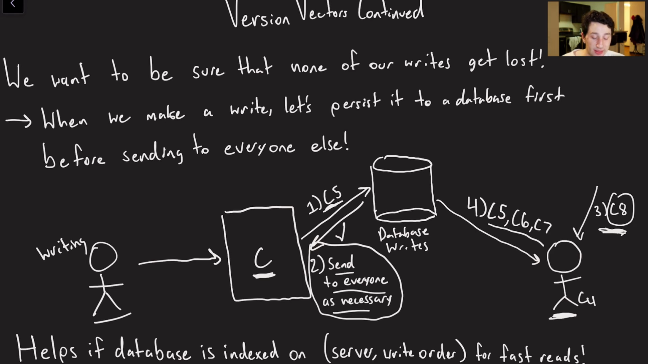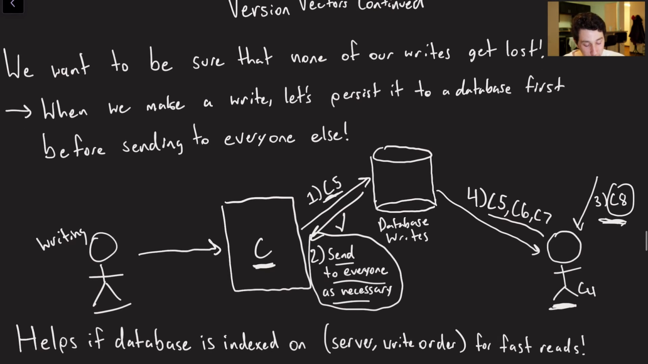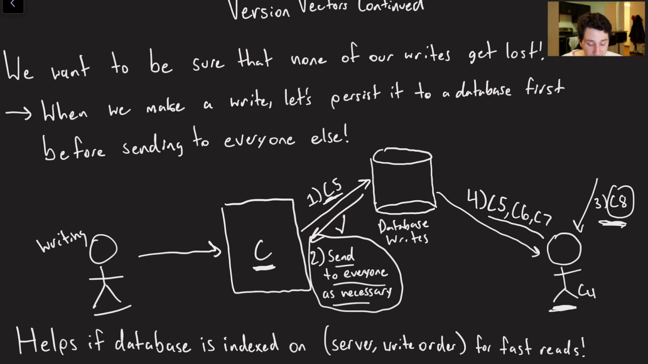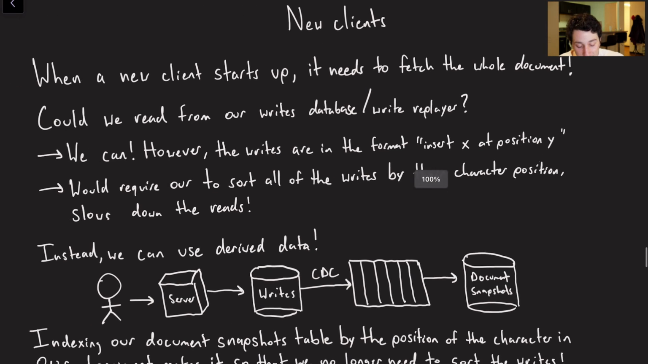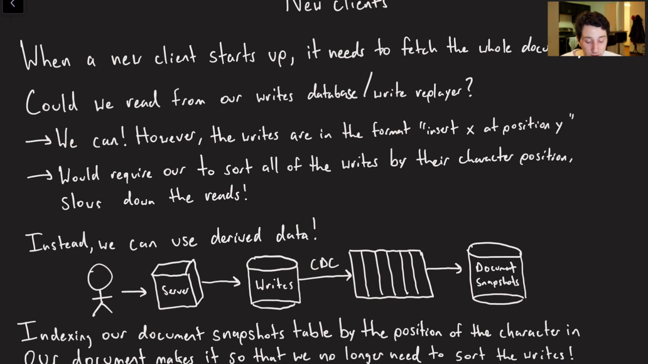Ideally, you should be receiving most of these writes from the server, but occasionally one might get dropped and you might not receive it, and then you can just pull it from the database. Cool. Another small thing to note is, if this database is indexed by both the server and the number of the write, it could make your reads a little bit faster. If I have C1, C2, C3, and they're all ordered and sorted, that is going to make fetching C5, C6, and C7 a lot faster than having to do a linear scan through that table and looking for all of them individually. Cool.